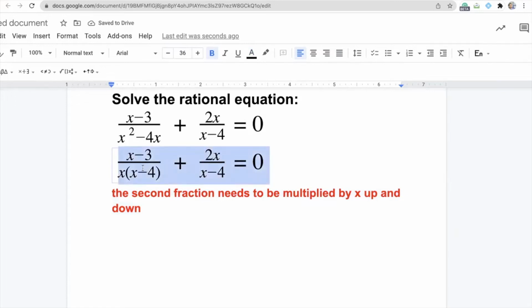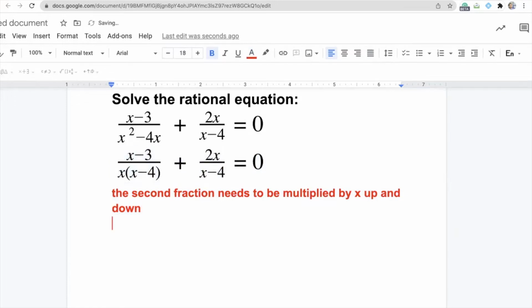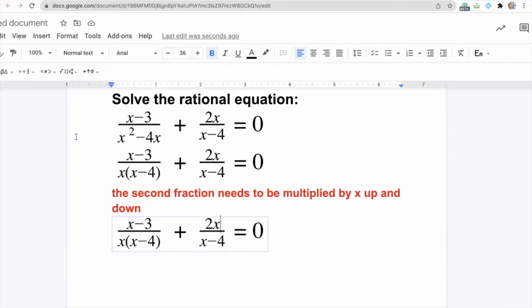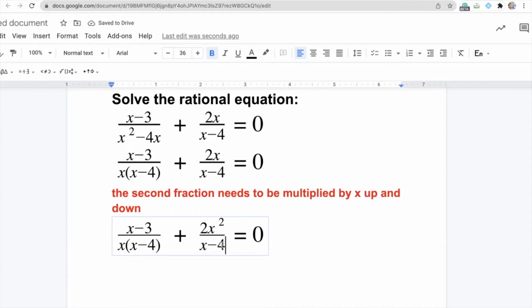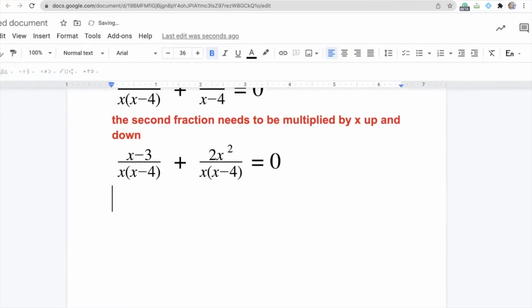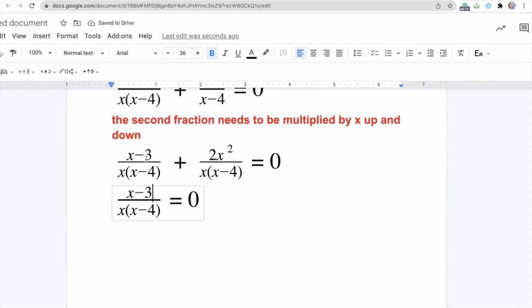So now I will copy it and paste it here, but I will multiply up and down with x. So this will be x power 2, and down will be x times (x minus 4). So now, since they have the same denominator, I will put them on one fraction. I will paste them down, but keep them on one denominator. So it will be like that: x minus 3 plus 2x power 2.